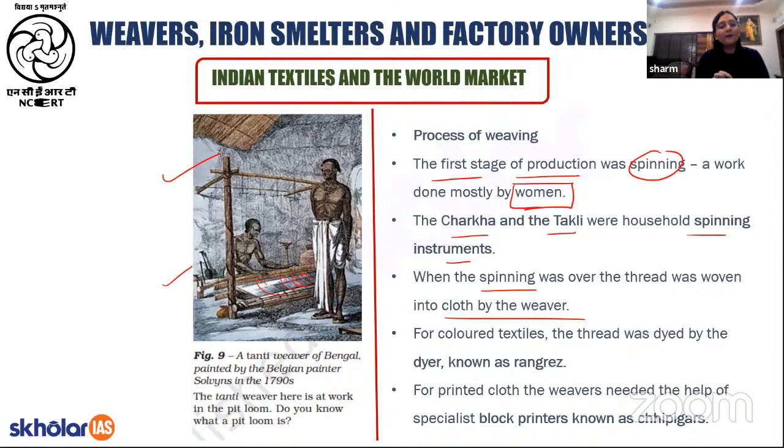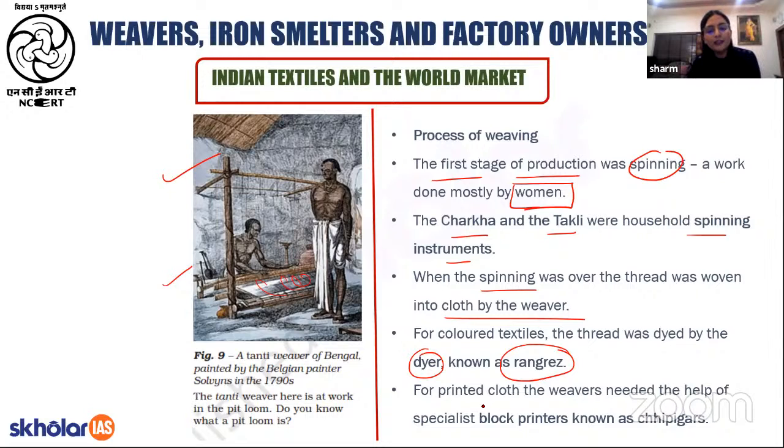Now students, after weaving, you have to always make your cloth a little bit designable, a little bit fashionable. So for that, two instruments were used and the names are given in your textbook as well. And the names include rangrez. Now, what is rangrez? Rangrez is basically used as a dyer for dyeing the threads. Okay, so it gives colors to the threads and that is why it is known as rangrez, and it is done on the final cloth.